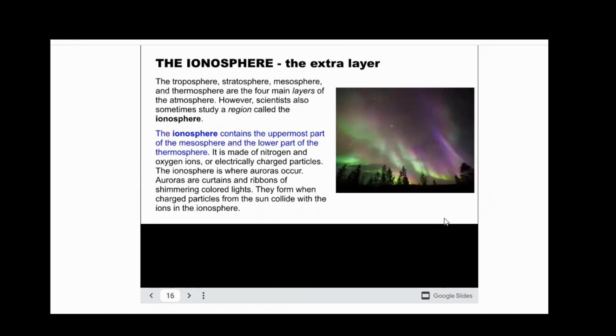The ionosphere is an extra layer. It's kind of there in between the mesosphere and the thermosphere. And it's called the ionosphere because it's made up of ions. Ions, remember from chemistry, are charged particles. And as the energy from the sun hits those particles, it bounces off of them and creates these really pretty lights.